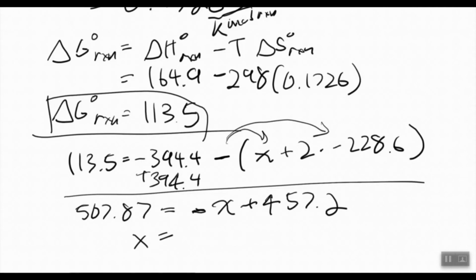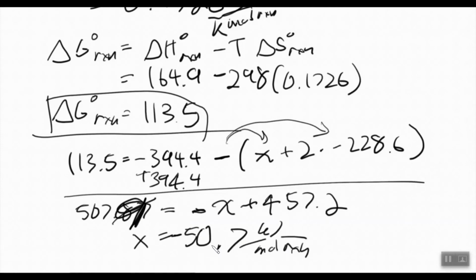457.2 minus 507.87. And note that I'm not really too worried about sig figs here, but of course we could worry about sig figs if we wanted to, so let's just call that 9. Let's call this 0.9, and I will get x is equal to negative 50.7 kilojoules per mole of reaction.